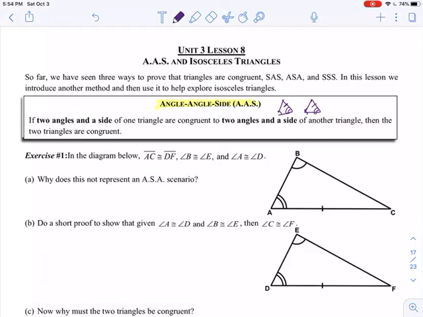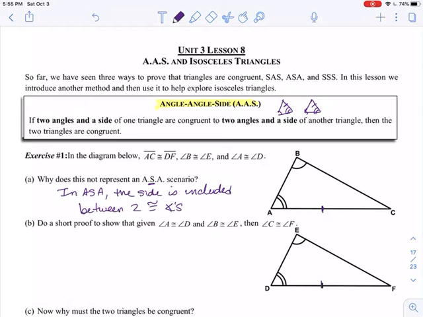Here's why. In exercise 1, we know that AC is congruent to DF, and that's already marked on our picture for us. We know that angle B is congruent to angle E, and angle A is congruent to angle D. And they're asking you, why does this not represent an angle-side-angle scenario? Well, remember, in angle-side-angle, the side has to be between the two angles, and that is not true here. So in angle-side-angle, the side is included between the two congruent angles. And that is not here. Here we have the two angles and then the side after the fact.